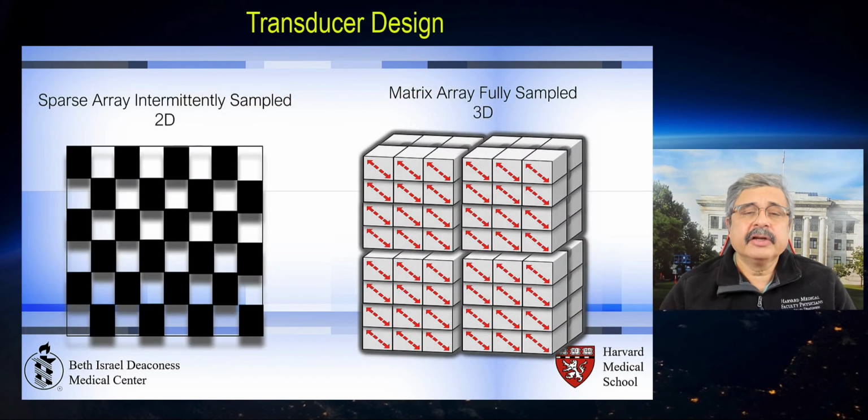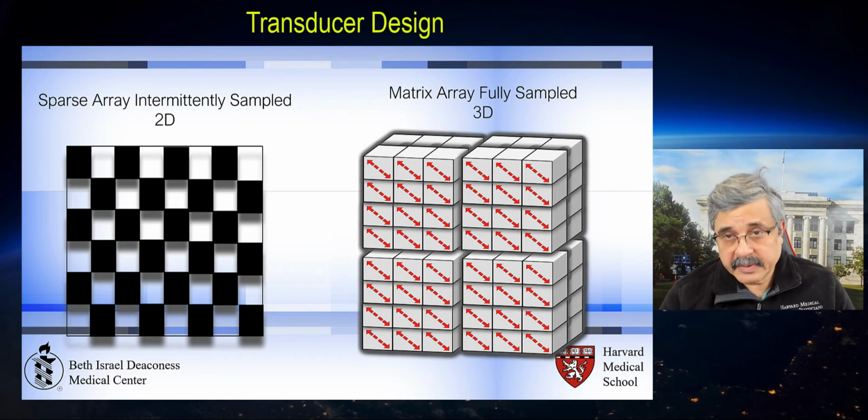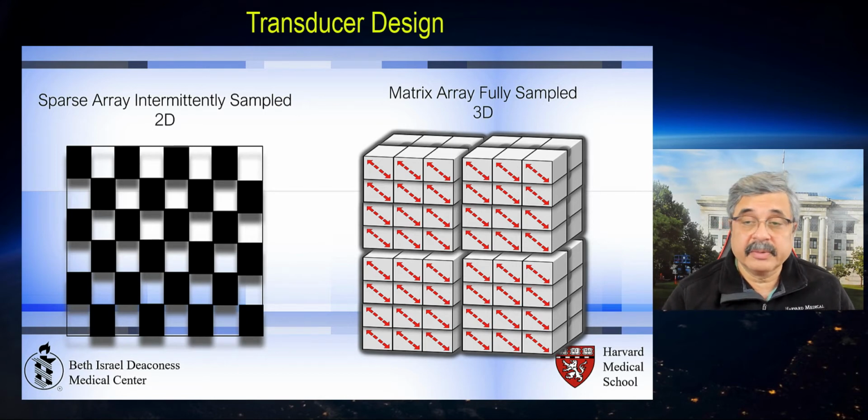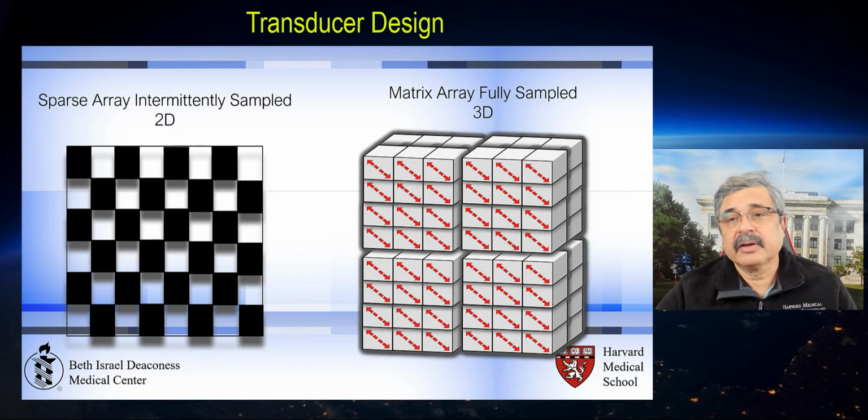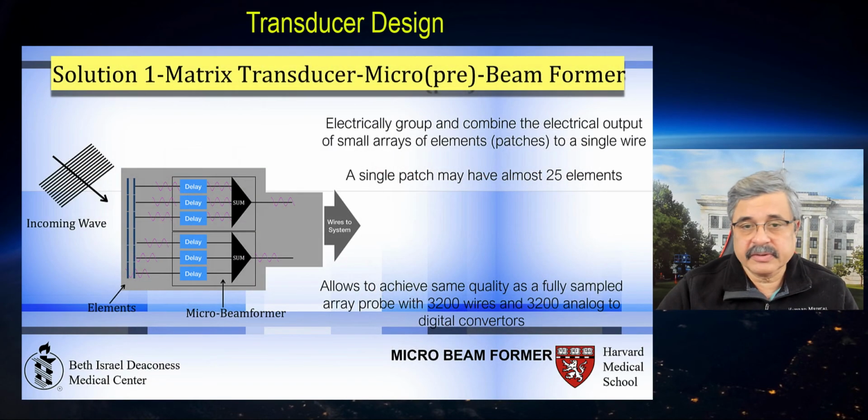Then, in the early 2000s, the matrix array fully sampled 3D TE probes were introduced. These consisted of almost 2,500 crystals put together in a matrix array, which were continuously and completely sampled, all of them, so they were not thermally limited. So this was purely a technological marvel, a logarithmic scale development and enhancement of the existing two-dimensional TE probe. So that was the first thing.